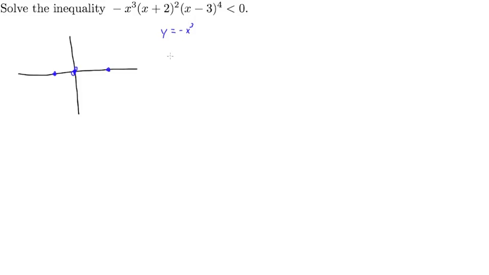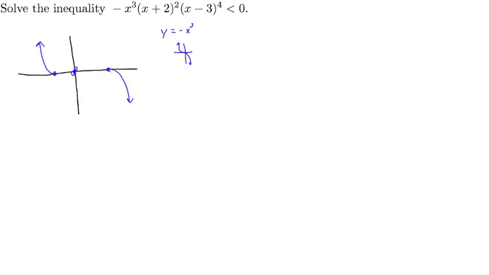Other than that, our irreducible quadratics actually don't affect our inequality all that much, in the same way that they didn't really affect directly our graph in terms of where the zeros are. All right, so y equals negative x cubed looks kind of like that. So I know that here my graph is going to go down, and here it's going to go up.